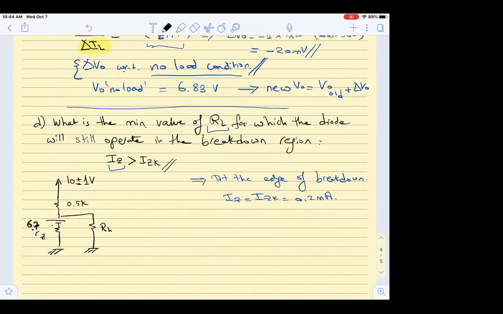So how do I solve? What is IZ in general? What does IZ equal here? Let's work out what IZ equals. So what do I need? How can I solve for this circuit? What is VZ at this point?